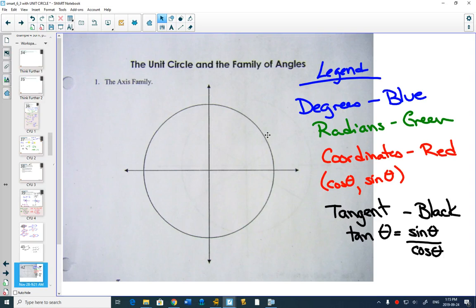So what we're going to look at is certain families. The first family that we're going to look at is the axes family. The axes family includes all the points on the axes.